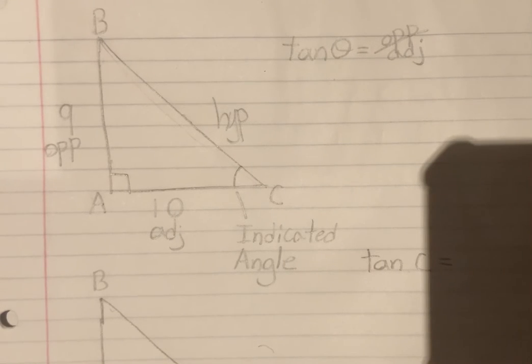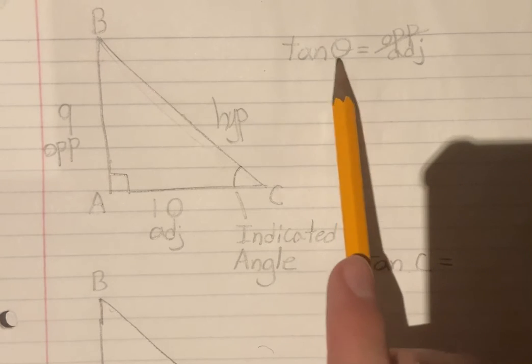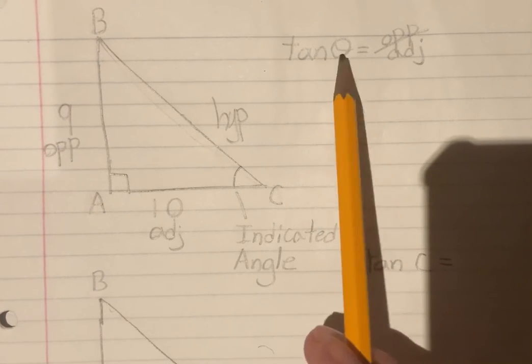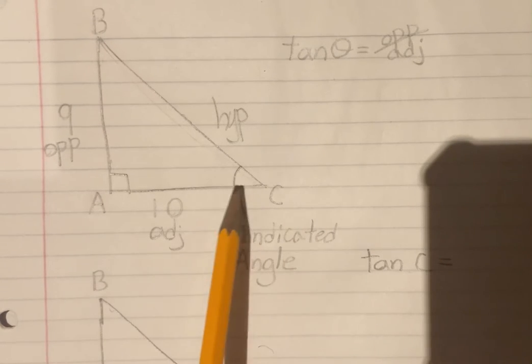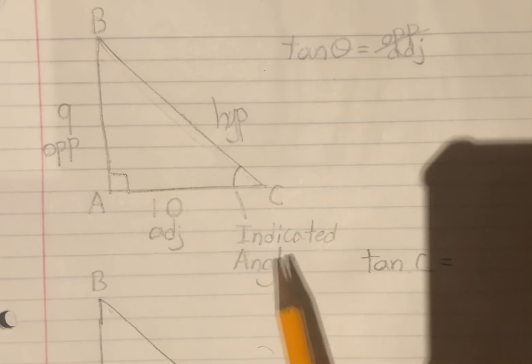In this video, I will be showing how to find the tangent ratio, how to find an indicated angle using the tangent ratio, and how to find a missing side length using a tangent ratio. So tangent theta is the angle we are trying to get. Theta is an unknown degree, and this is the indicated angle. This is a labeled diagram.